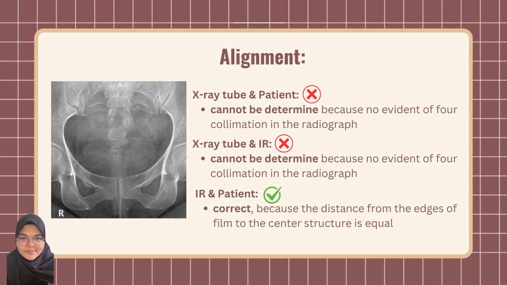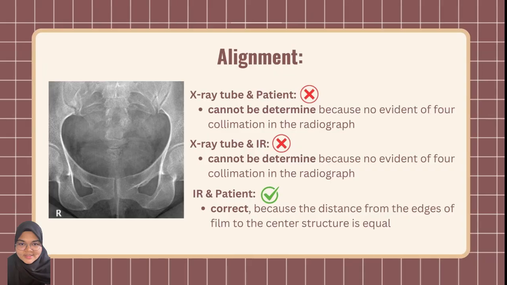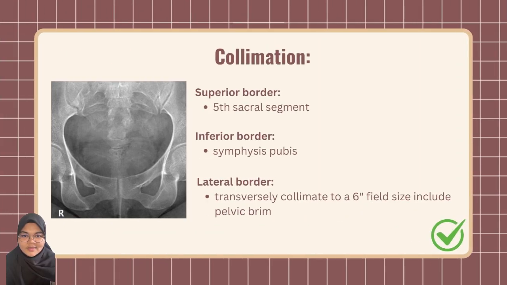The alignment between X-ray tube and patient cannot be determined because there is no evidence of collimation in the radiograph. Same for the alignment between X-ray tube and the IR, it also cannot be determined because there is no evidence of collimation in the radiograph. But the alignment between patient and IR is correct because the distance from the edge of film is equal to the center of structure. A good collimation for coccyx examination is at the superior border to include the fifth sacral vertebra, inferior border to include symphysis pubis, and lateral border to include the pelvic brim. This radiograph shows an adequate collimation.